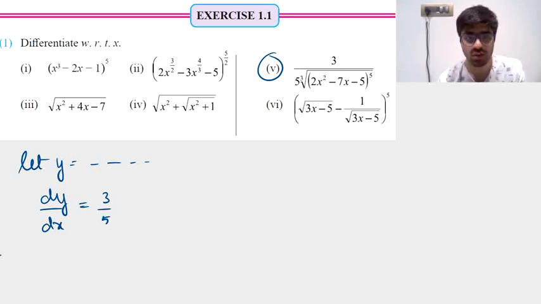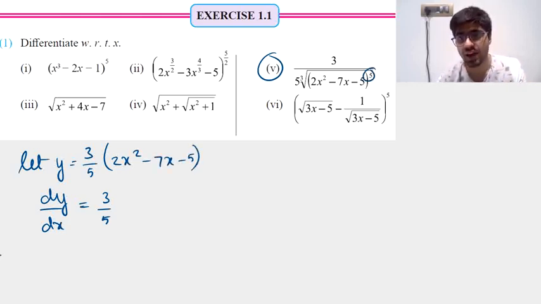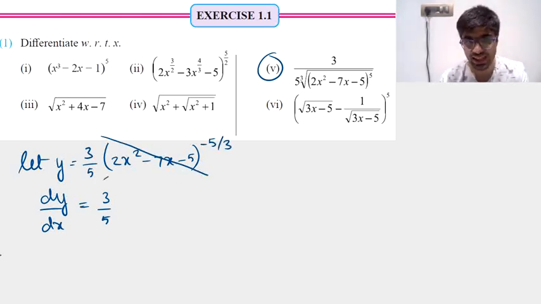You think of that function y in this manner. It's 3 by 5, and then there is 2x square minus 7x minus 5. It's power 5 and cube root of it. So it's a power of 5 by 3 in the denominator. So the actual power of the bracket can be written as minus 5 by 3. And now you can treat this as x power minus 5 by 3.